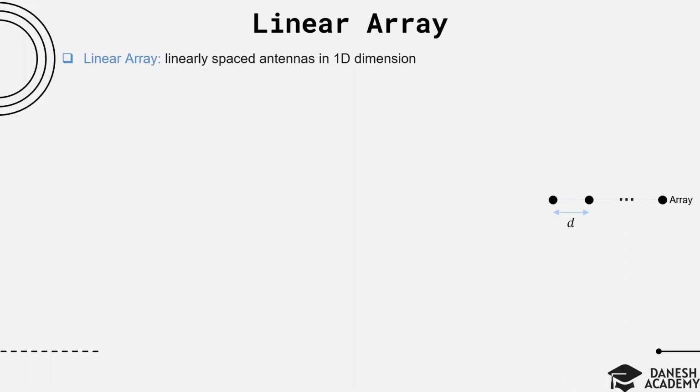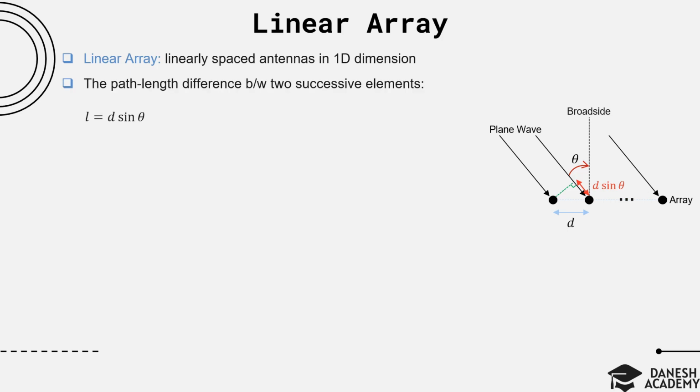A linear array is linearly spaced antennas in 1D dimension. Consider a linear array with inter-element spacing d, where a plane wave hits the array, and the plane wave has angle theta relative to broadside. In this case, the plane wave travels slightly different path lengths to different antenna elements. The path length difference between two successive elements is shown by L, which is equal to d sine of theta, in which d is the inter-element spacing and theta is angle of arrival relative to broadside.